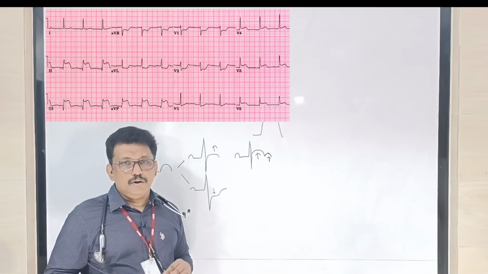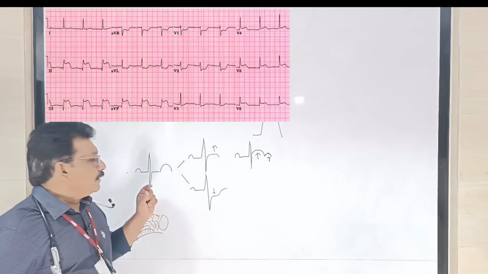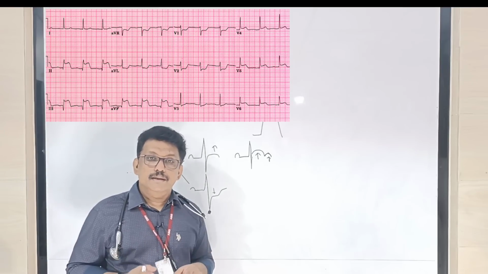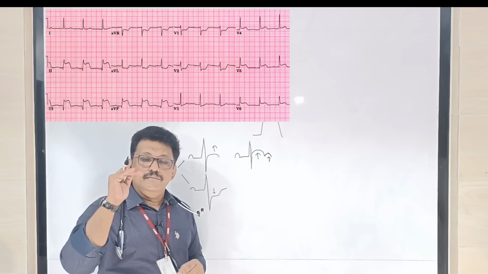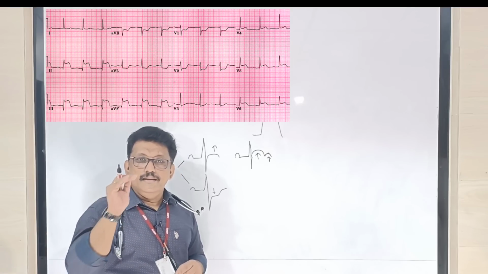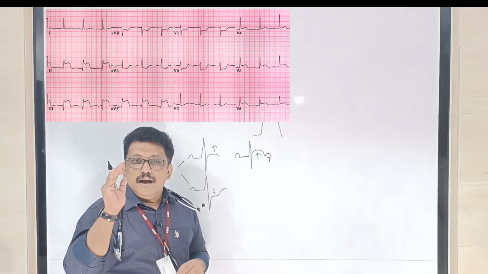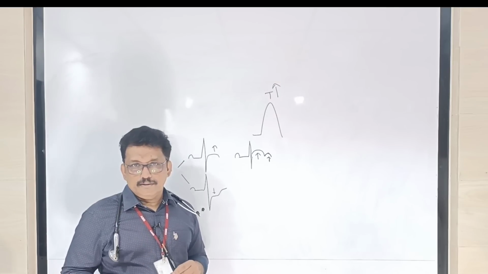This is called reciprocal changes. So we have a patient who is having acute chest pain. When we are taking an ECG, there is ST elevation in V1, V2, V3, V4. It is acute anteroseptal myocardial infarction.